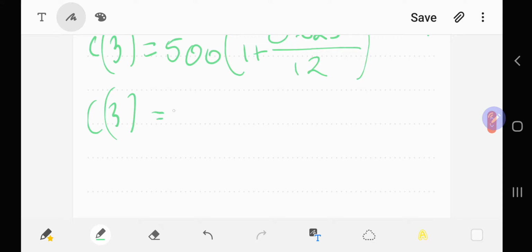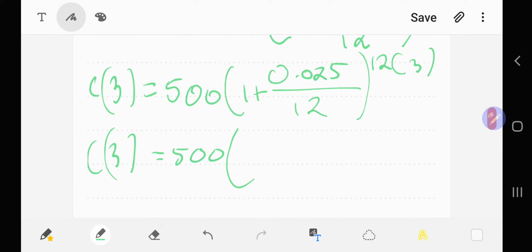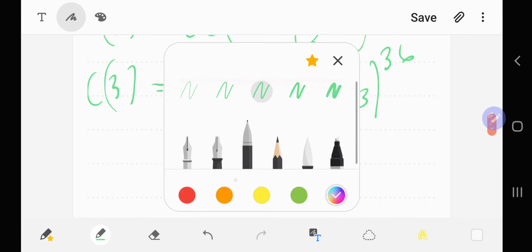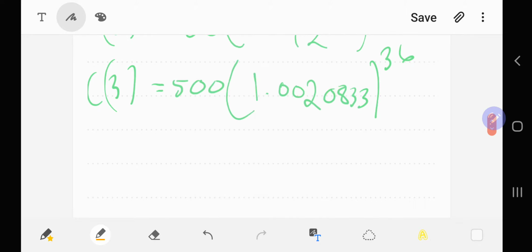Let's simplify what's in parentheses first. So I'm going to divide by 12. You can hear my calculator, and you can get a really long number, but we're going to add that to 1. So it's going to be approximately 1.0020833, right? That's the number, and 12 times 3 equals 36. I'm going to use a different calculator from here on out.